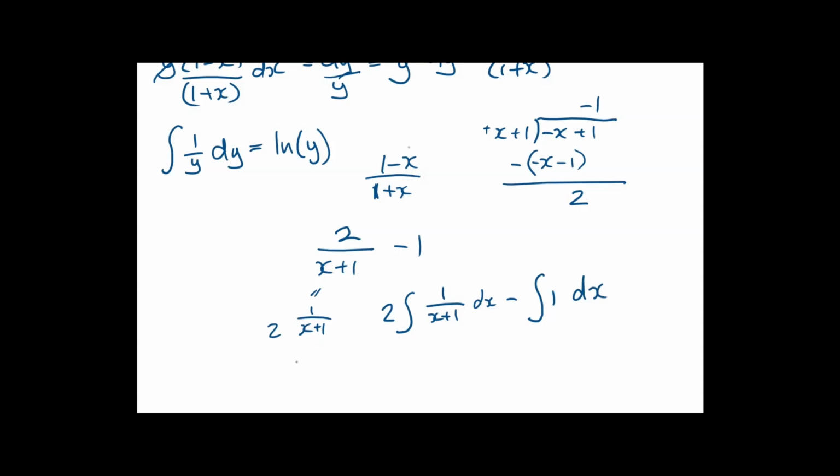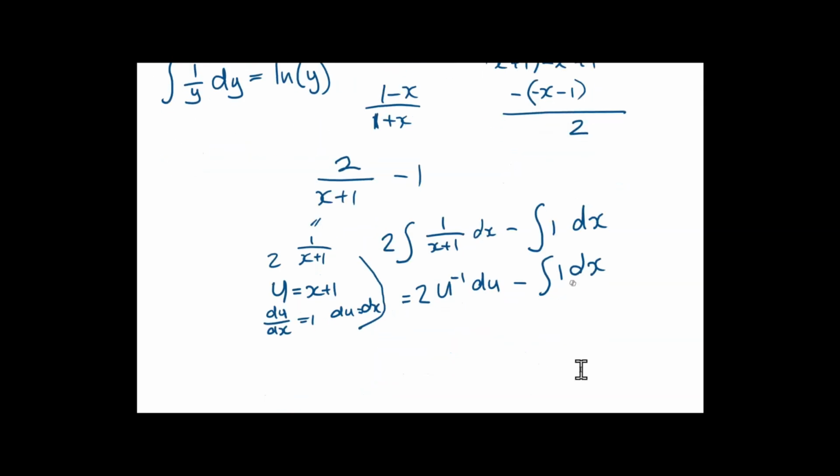Now I'm going to let u be equal to x plus 1. I want to change sides. The good thing about that is du/dx equals 1, so that means du equals dx, which is really great for us because now I can transform that to 2 times (u minus 1) over u, du. Now we're cooking with gas.